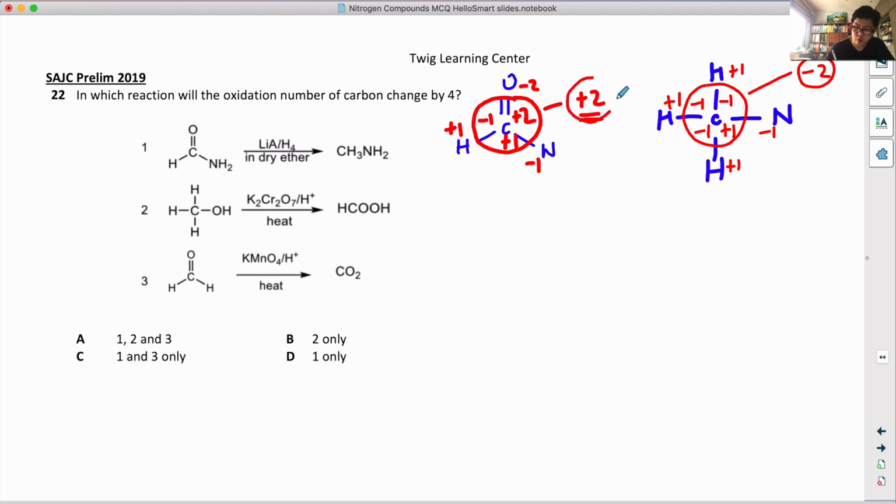So from +2 it dropped to -2. The change is actually 4. There's a change by 4, right? So +2 to -2, there's a change by 4. Okay, let's try this next one.